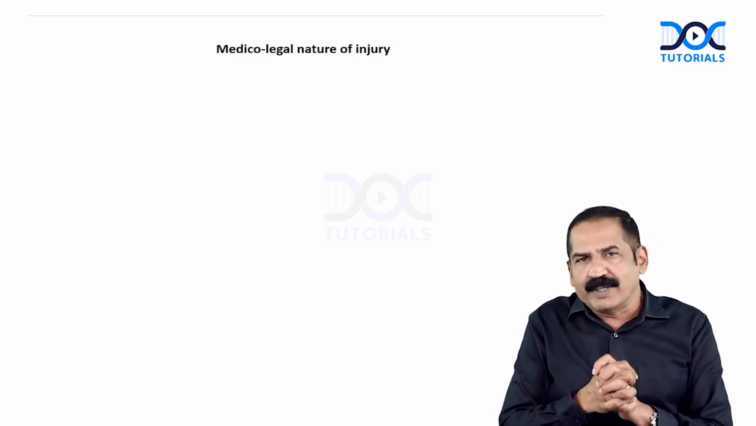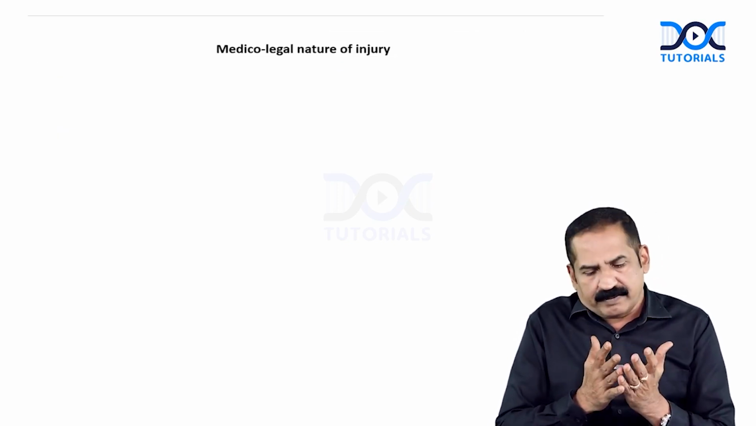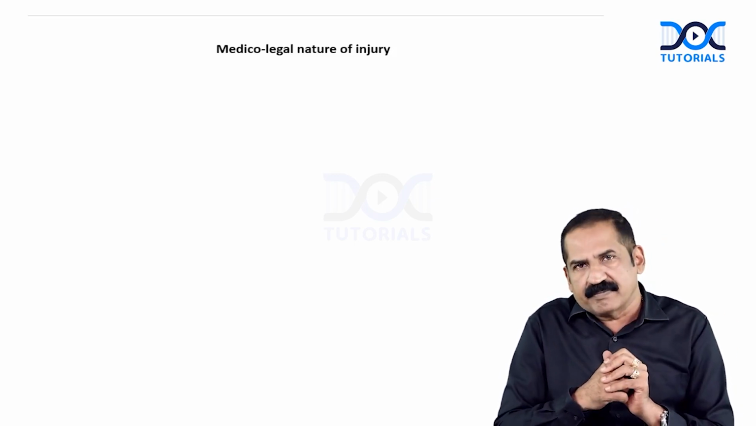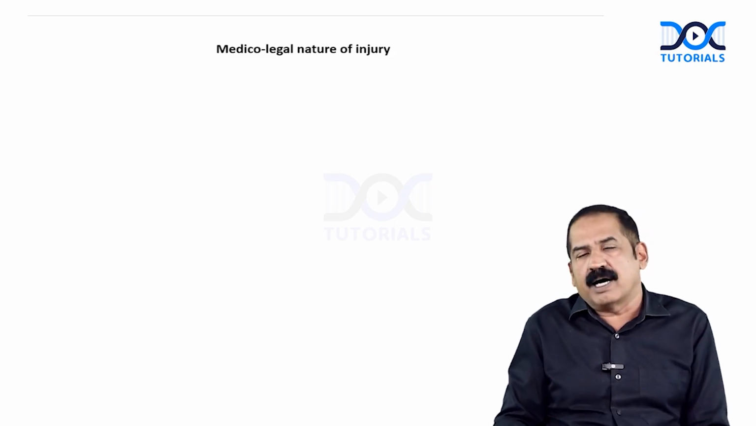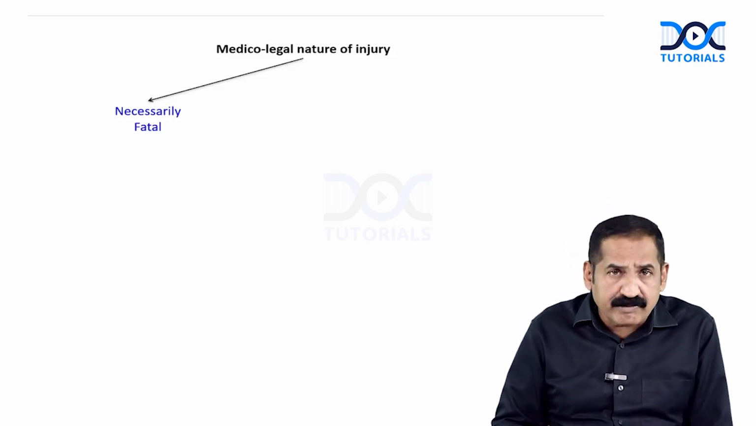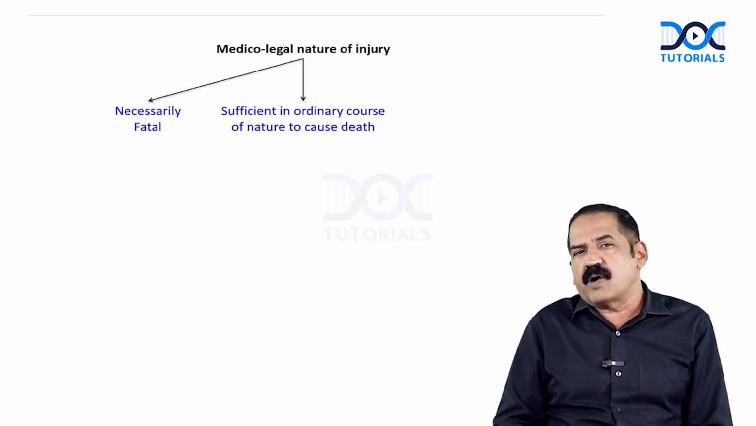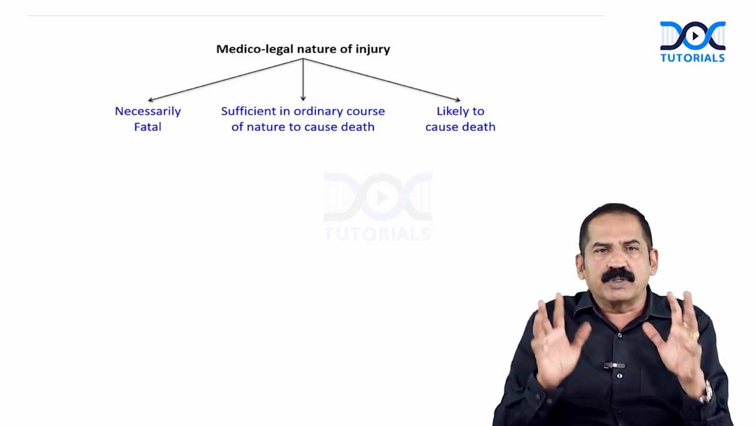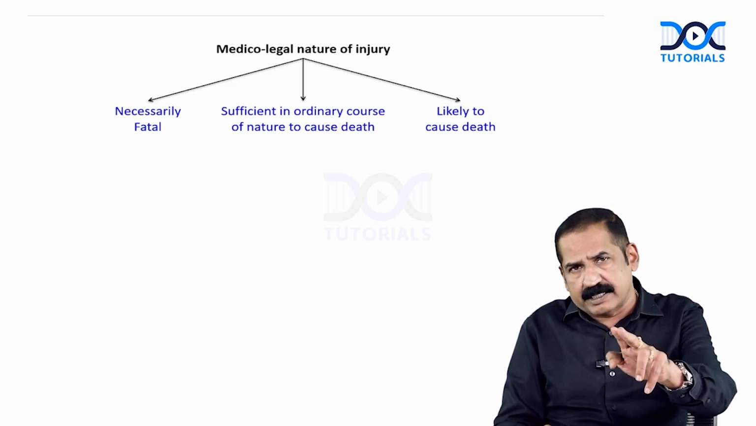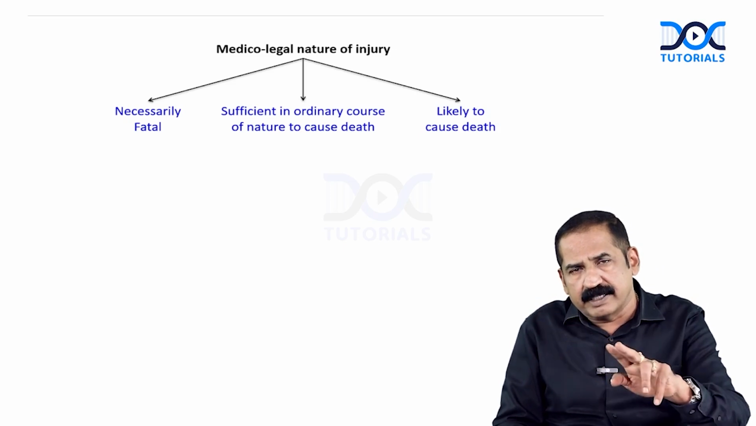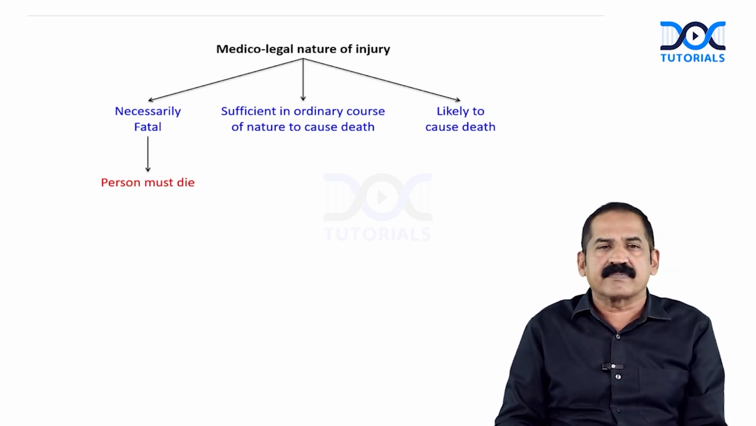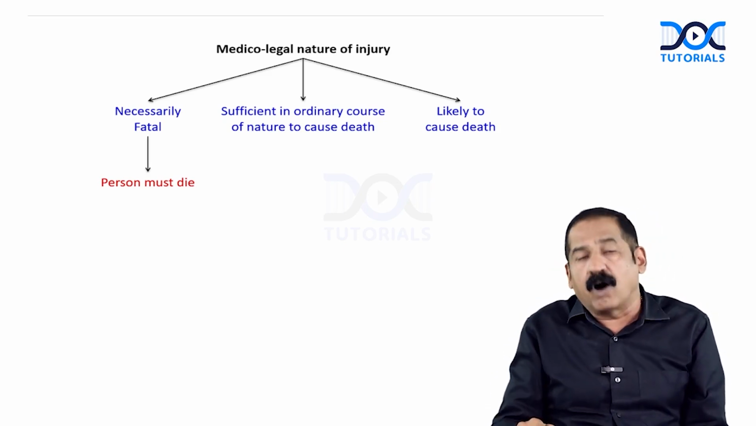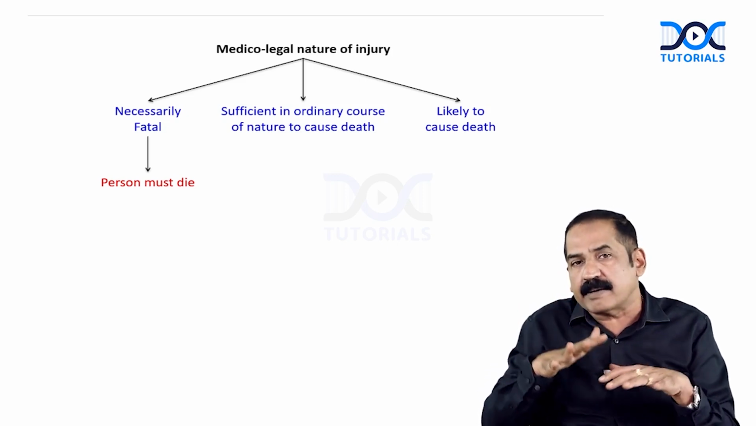Now, what do you mean by medico-legal nature of injury? Tomorrow, a judge may ask me, doctor, that injury, what is the medico-legal nature of that injury? Now, I can give 1 out of 3 answers. Number 1, necessarily fatal. Number 2, sufficient in ordinary course of nature to cause death. Number 3, likely to cause death. How to differentiate? Necessarily fatal in the sense there is no chance of survival at all. Person has to die. He must die. For example, gunshot injury to the head or decapitation or a lorry tire passing over the head.